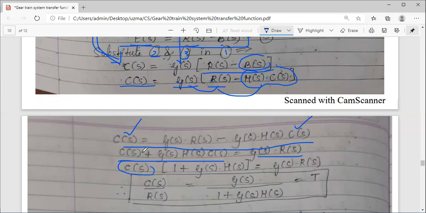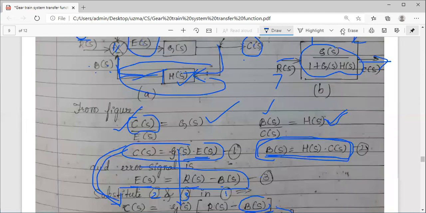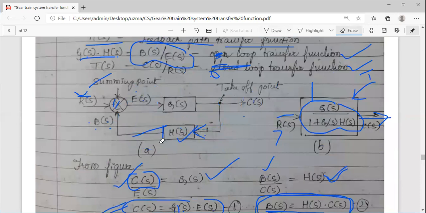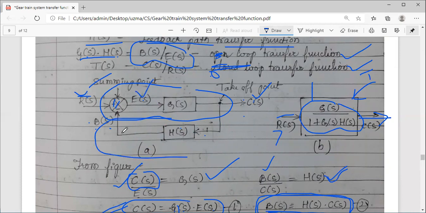Now, what is this? Controlled output C of S common: 1 plus G into H is equal to G into R. Now, what I want? Controlled output I have. If you look at the figure, for the open loop system, that is for this part, output is C of S, input is error signal E. This is only for open, and only for this feedback, output is B, input is C, right?